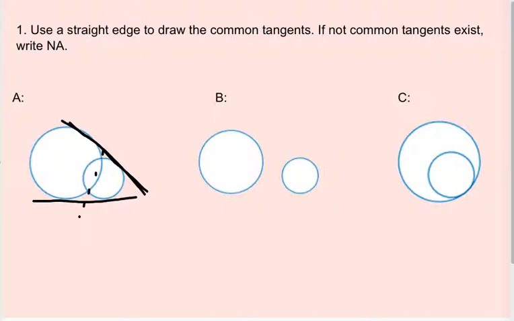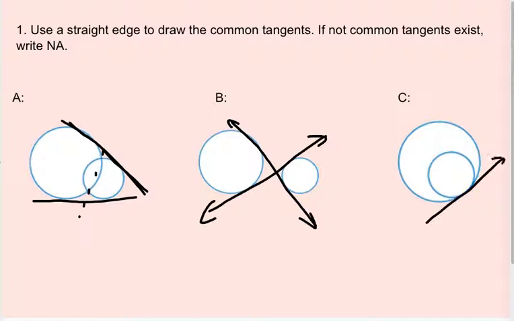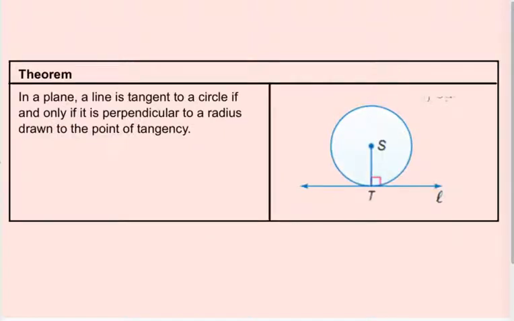Here, you can go in between, like so, or you can go back up through here, like so. Those would be common tangents. Here, there's only one, and it would have to go right here. That's the only way it can be a common tangent. So take a second, use a straight edge, whatever you need to use, and draw a couple of those.